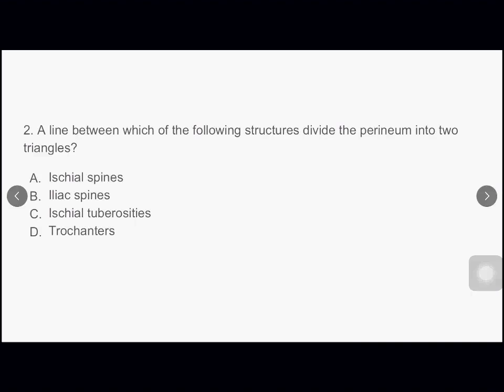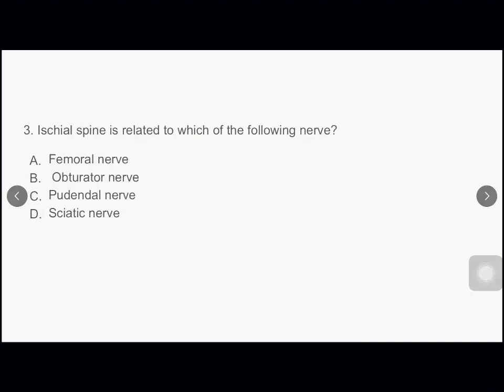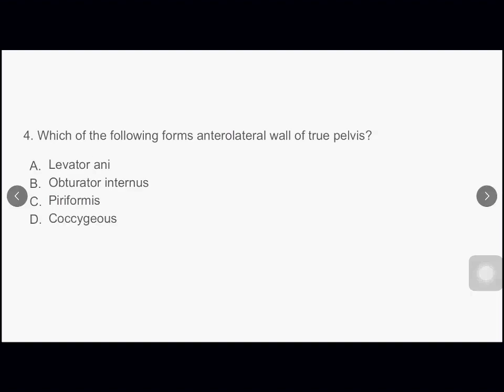Then, a line between which of these structures divides the perineum into two triangles? I told you that the perineum is divided into two triangles by an imaginary transverse line. Which structures was the line passing through? Yes, very good, it is the ischial tuberosities. Sometimes they may confuse you with the ischial spines, so don't be confused. The bony prominence is the ischial tuberosity. Then the ischial spine is related to which of the following nerves? Yes, it is the pudendal nerve. This is a very important landmark in OG. For the pudendal nerve block, they locate the ischial spine first and then infiltrate.